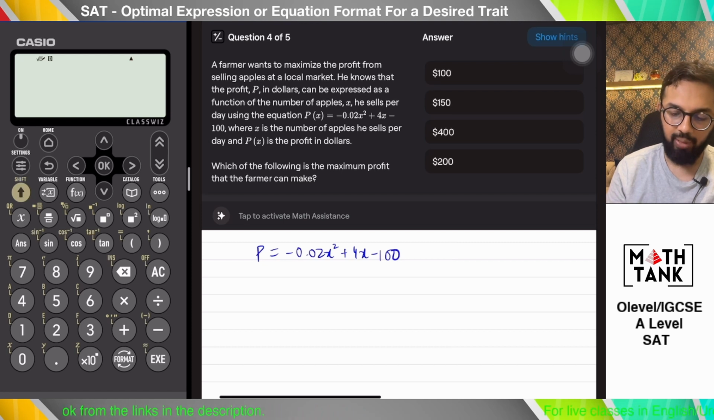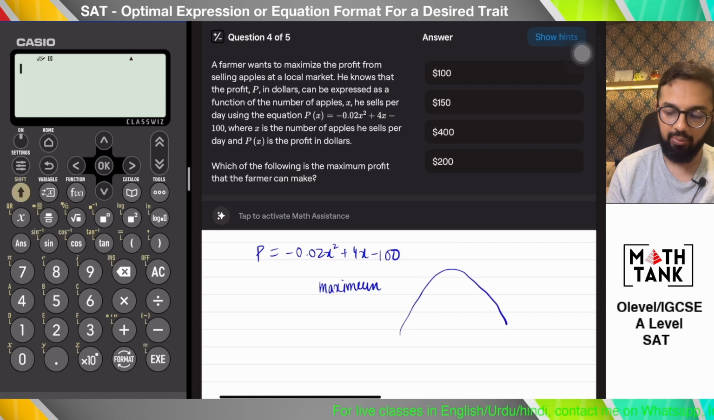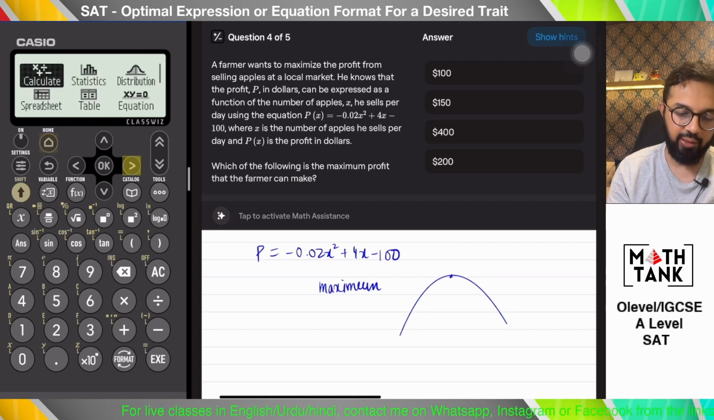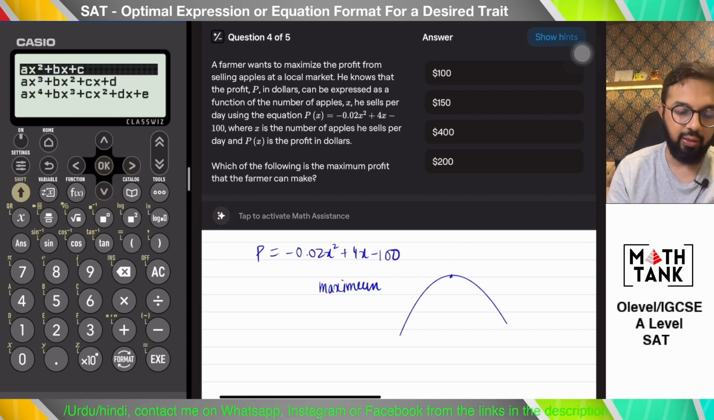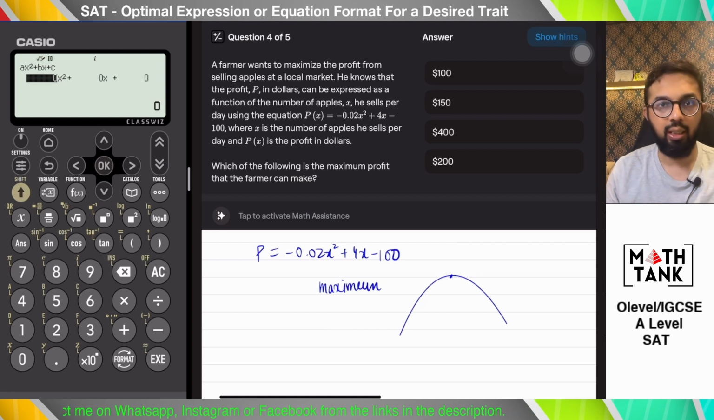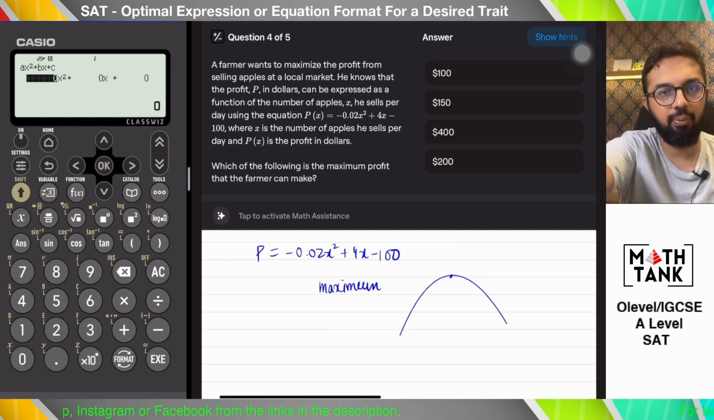Now I want to find the maximum point. Remember that this is a quadratic function, and when I say maximum, I want you to find the turning point. How do you find the turning point? I have done that on my calculator in the past, and that's the quickest way of doing it. If you want to know how to find it manually, go and see the lecture, where I explain how to find it manually.